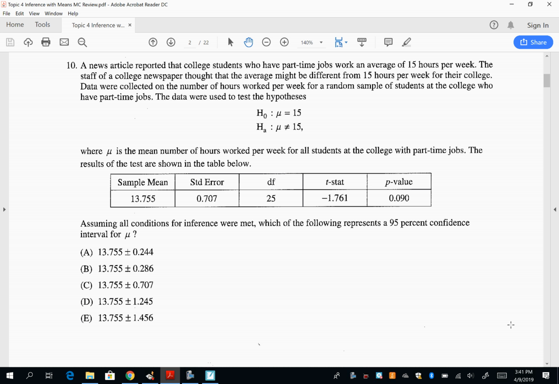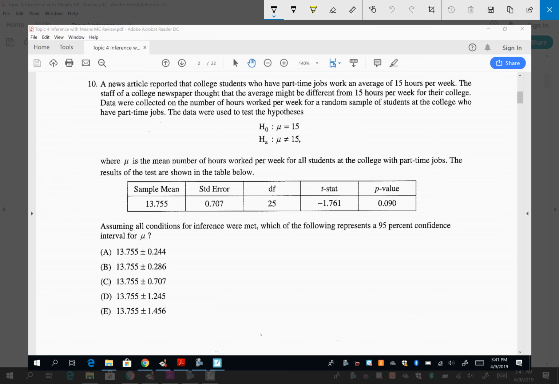When I read this question, the moment I read this, I thought, okay, 99% of the students will get it wrong. All right, and here's why. They're asking you for a confidence interval, and when you look at the answer choices, you should see they all have the same statistic. This is from the data. This is the average hours worked per week by college students.